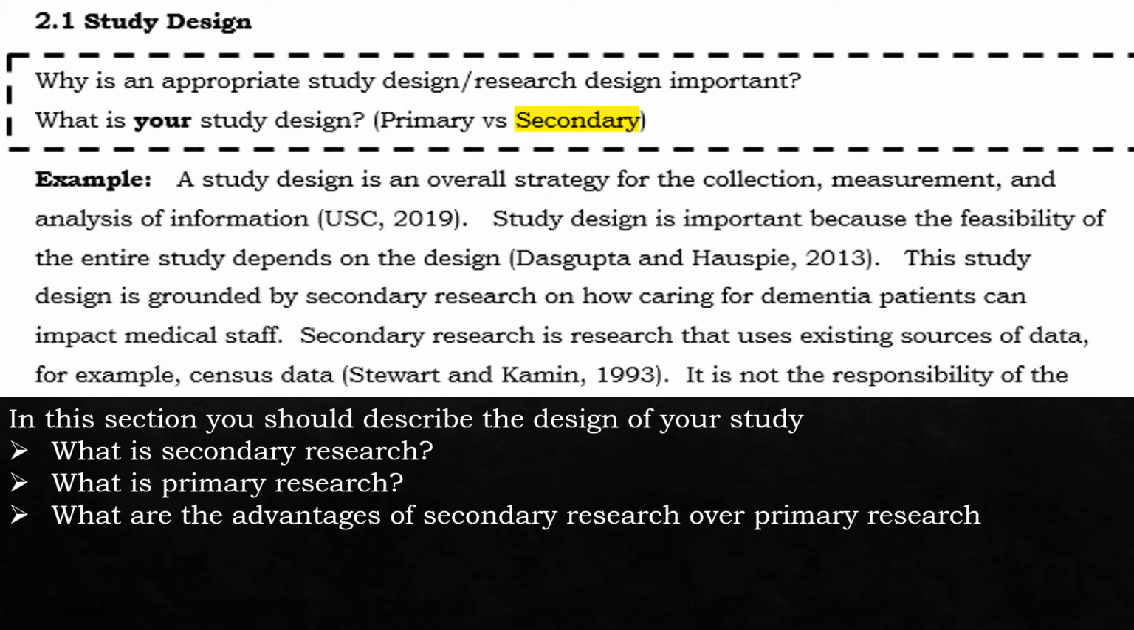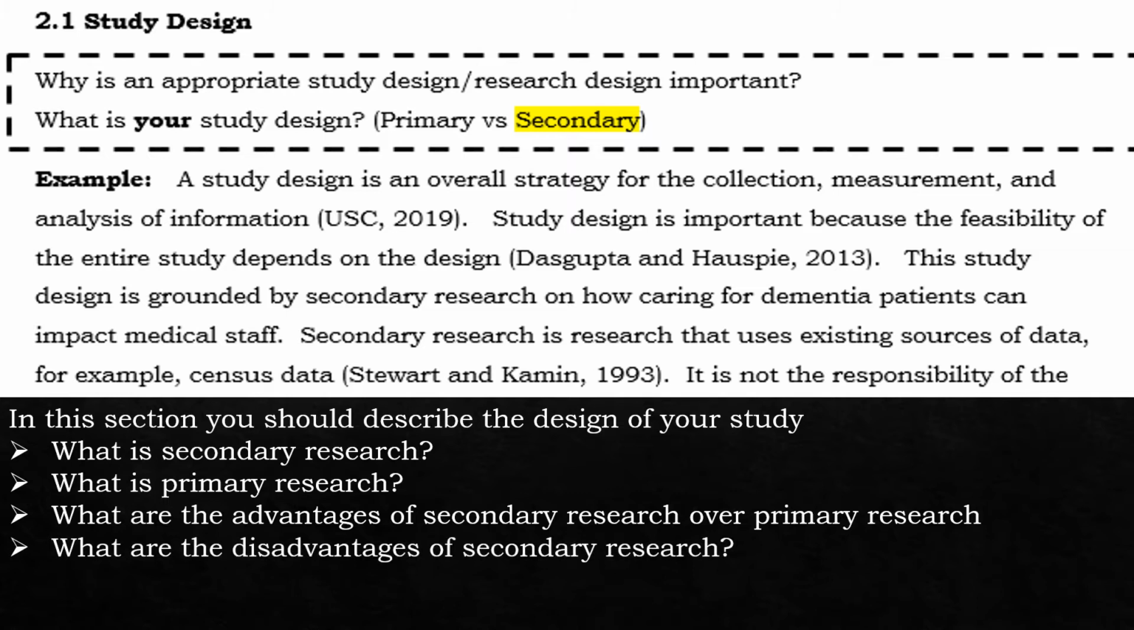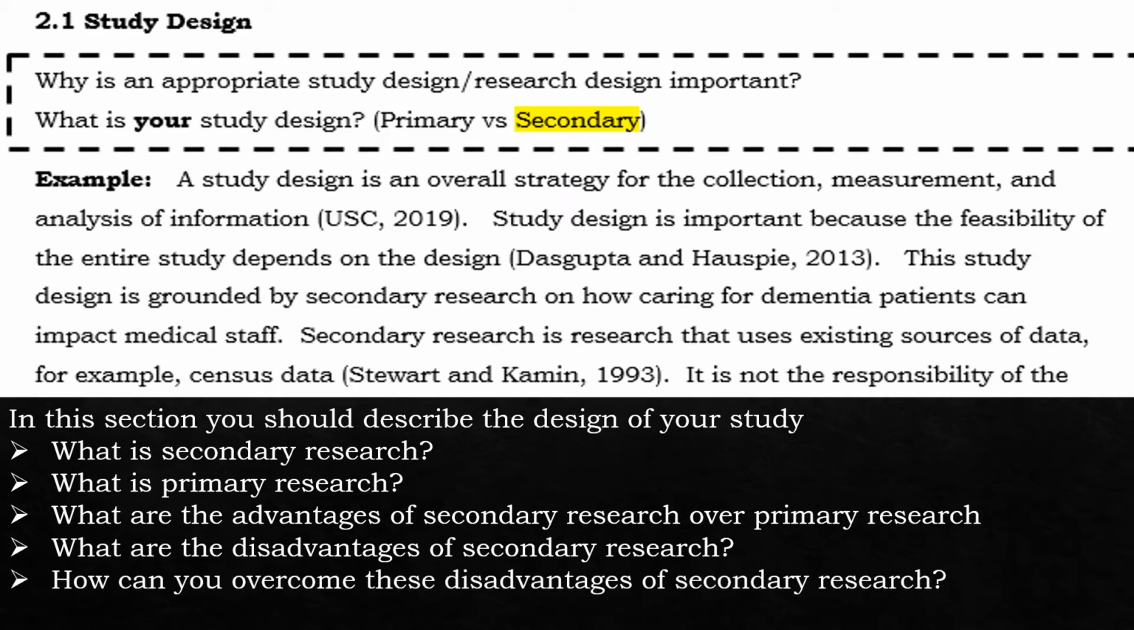Because you have selected secondary research, it's very important that you talk about the advantages of using secondary research. Why did you choose secondary research? What were the reasons? What were the advantages? And what are the disadvantages of secondary research? What are the limitations of using secondary research? How can you overcome these disadvantages? It's not good enough to just say the disadvantages. In order to have much more critical analysis, you'll need to discuss how you can overcome these disadvantages.